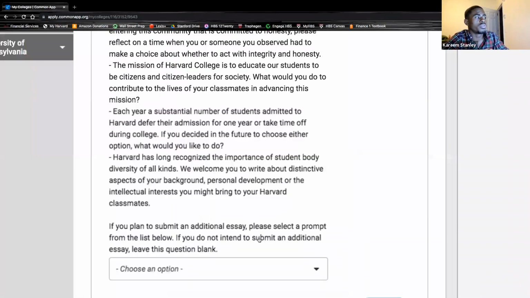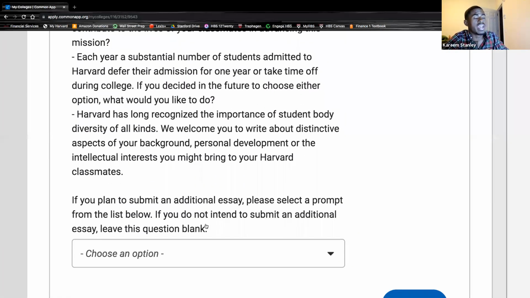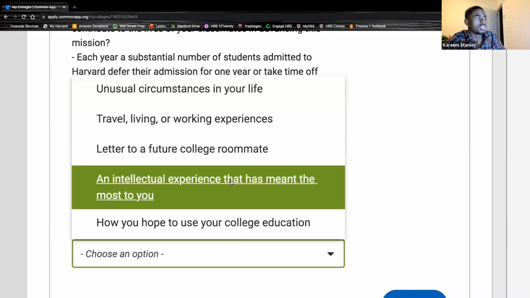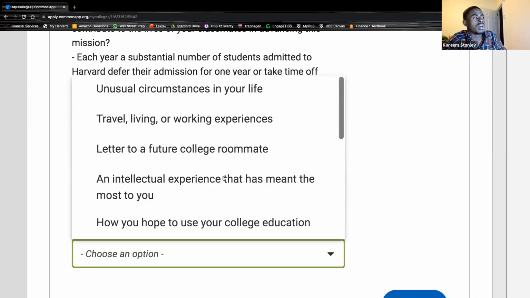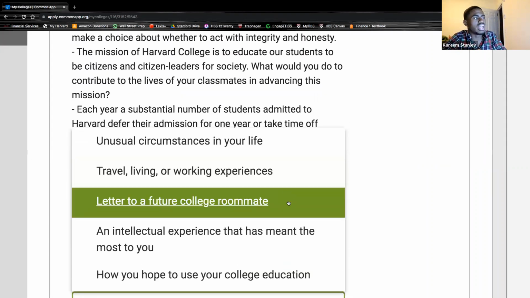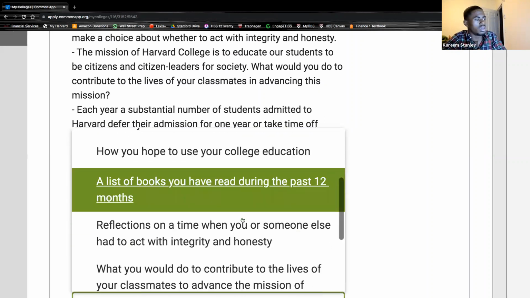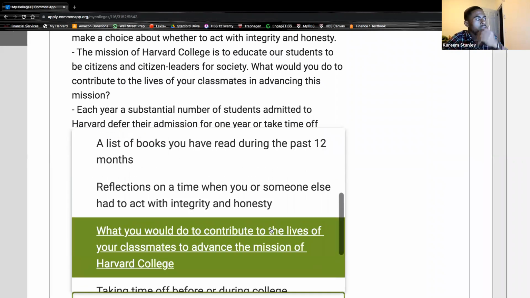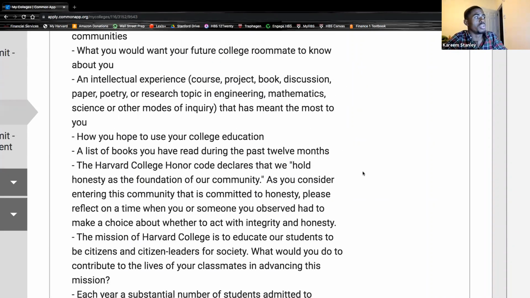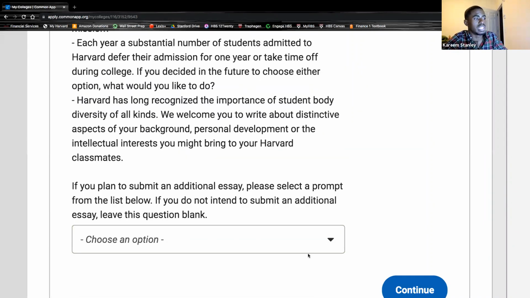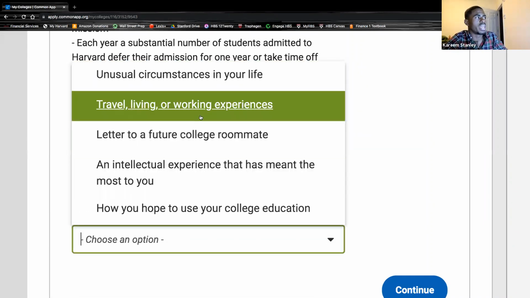So notice for Harvard, the only question they have is very similar to that Dartmouth question, which is, if you plan to submit an initial essay, please select the prompt. I know anecdotally a lot of people choose this one, letter to a future college roommate. But certainly that is not the one that you have to choose. There's a variety of choices here. Either way, you choose one from that list, and then you're going to write the essay about that.